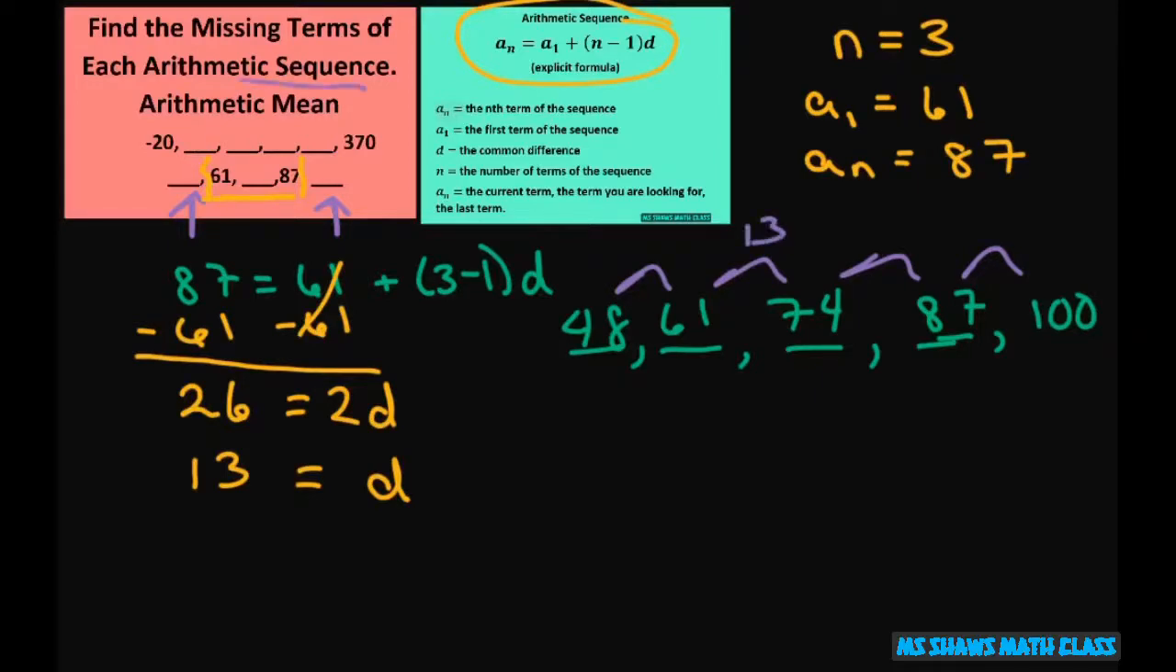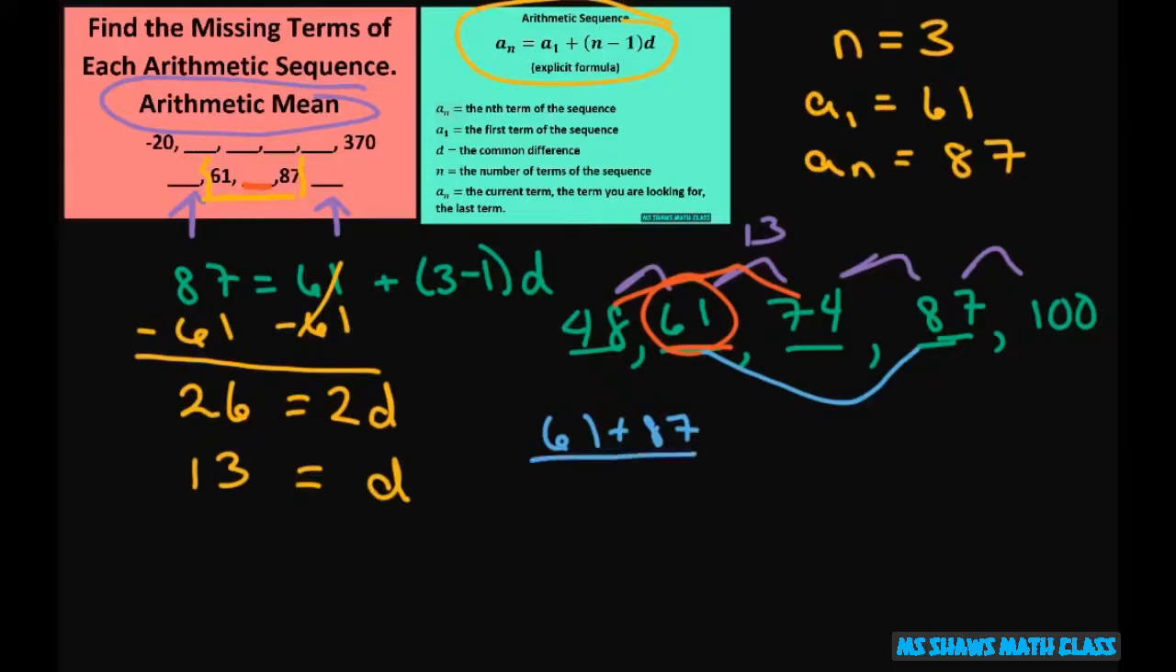Now, because this is arithmetic mean, that means when you add these 2 numbers and divide by 2, you should get this number. We could have done that with this problem because we only had 1 slot in the middle. So we could have added those 2 numbers and we should get 74. So you add these 2 numbers, you get 148. And if you divide this by 2, you get 74.